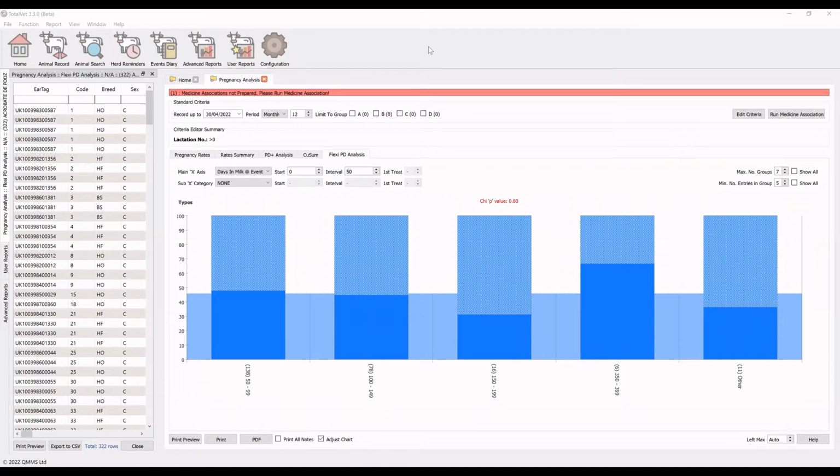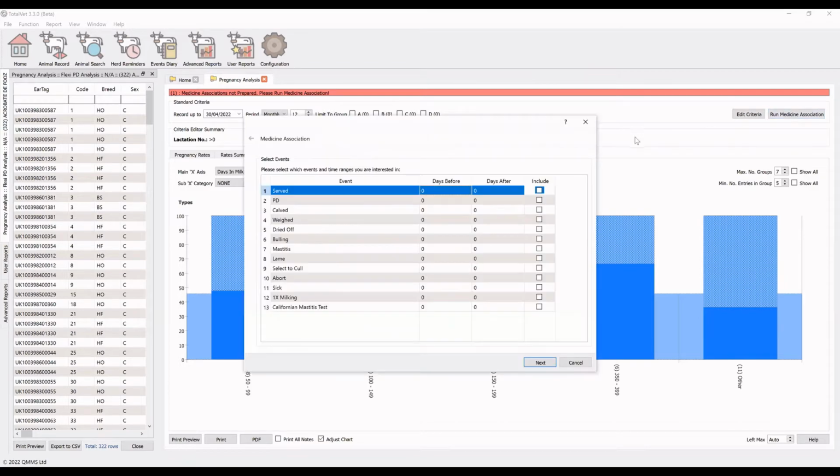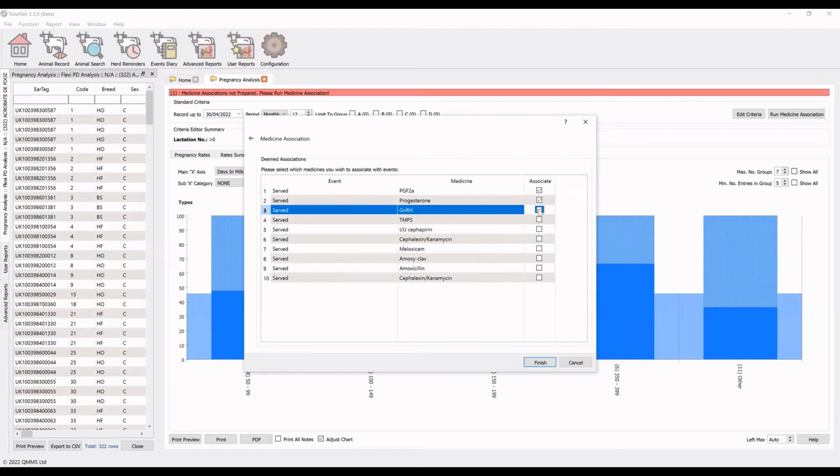And lastly, we're going to look at conception rate by associated treatments. This is a question that we get quite commonly, which is, can I analyze conception rate on synchronization programs? In order to do this, you need a data set that's got treatment records in it, but you can click Run Medicines Association. The event that we're interested in is services, and we want services where a fertility treatment has been given about a week before the service. So we'll select 7 days before and no days after. And then the drugs that we're interested in looking at are prostaglandins. We'll also be interested in progesterone and GnRH. We're not interested in any of these antibiotic treatments.